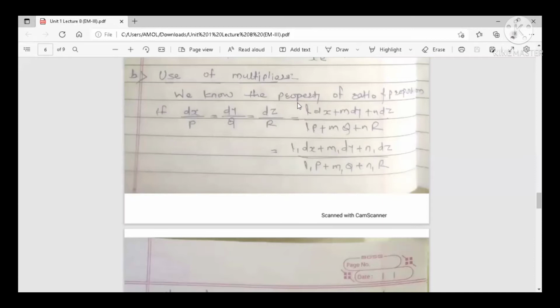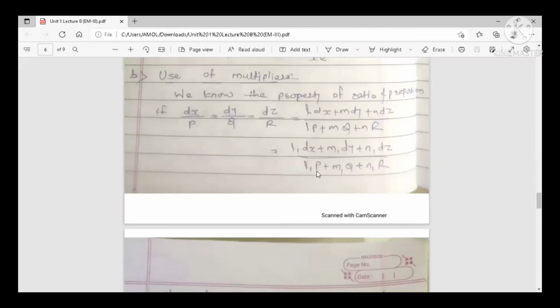What are l, m, n here, or l1, m1, n1? This is the set of multipliers. l, m, n is the first set of multipliers after multiplying p by l, q by m, and r by n. If we add all the terms lp plus mq plus nr, and it is equal to 0, then l, m, n is the first set of multipliers. We multiply the numerator also by l, m, n, so that we get the term l dx plus m dy plus n dz.